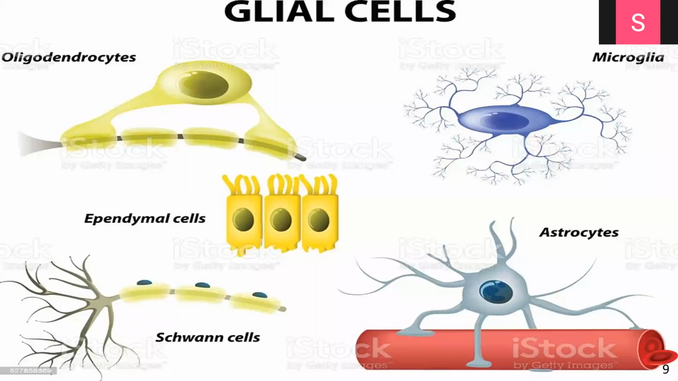And the Schwann cells, also called neurolemmocytes, are cells in the peripheral nervous system that produce a myelin sheath around neuron axons. Schwann cells are named after the German physiologist Theodor Schwann, who discovered them in the 19th century.